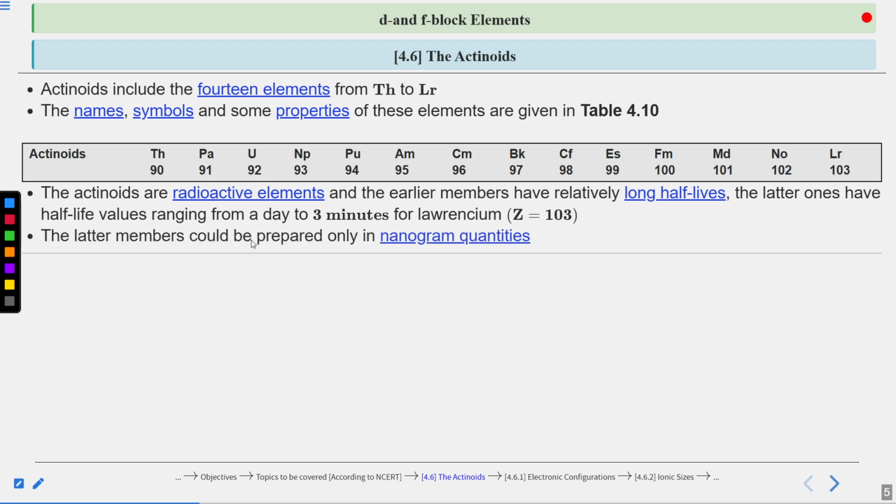The later members could be prepared only in nanogram quantities because they are very radioactive elements. They decay very fast. That's why they have very short half-lives, due to which they could be prepared only in nanogram quantities. Nanogram means 10 to the power minus 9 gram.